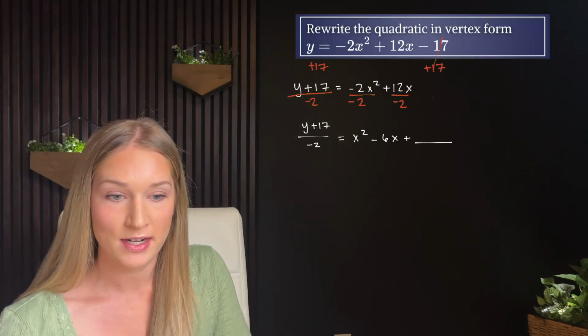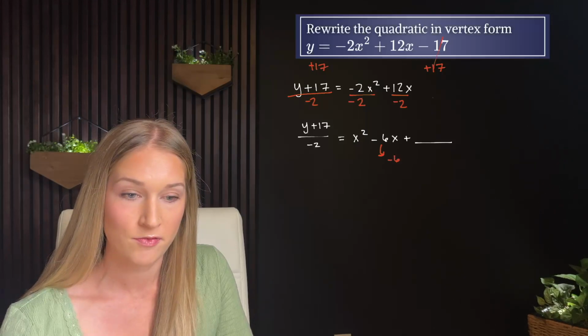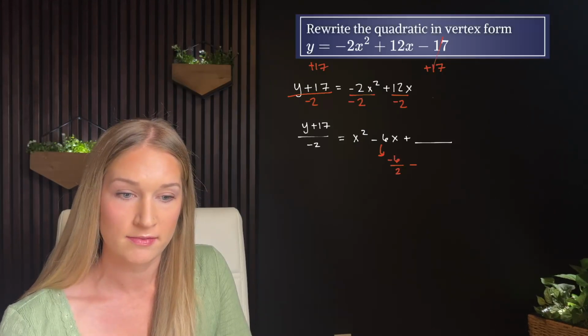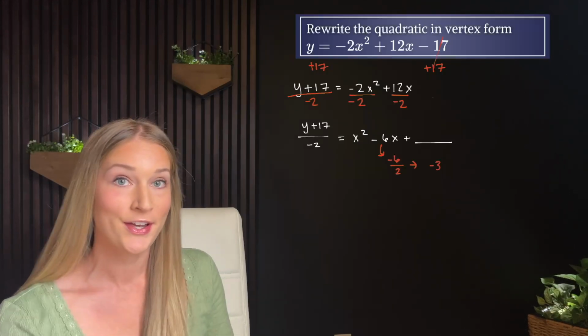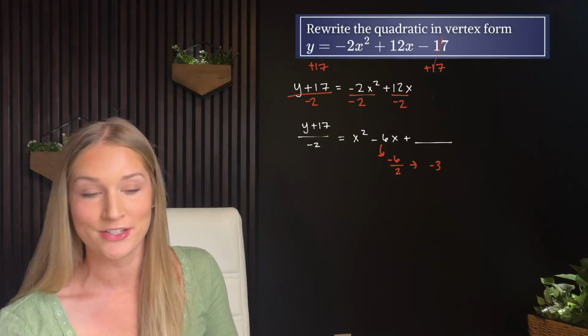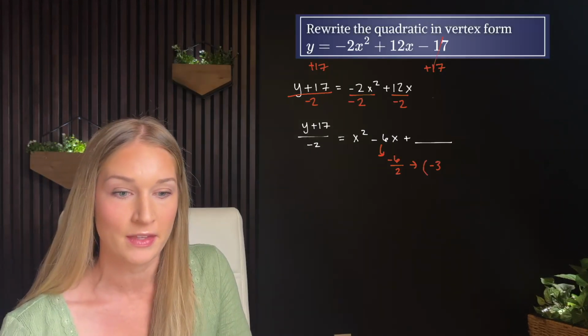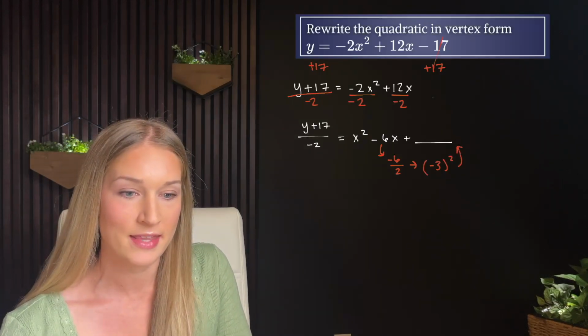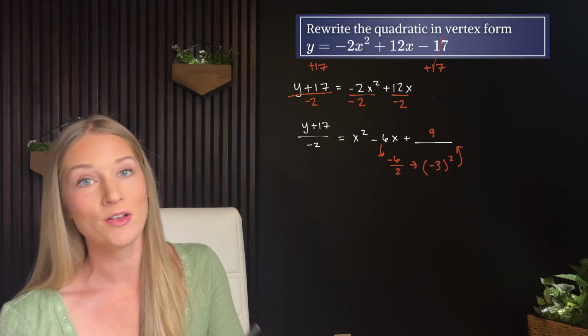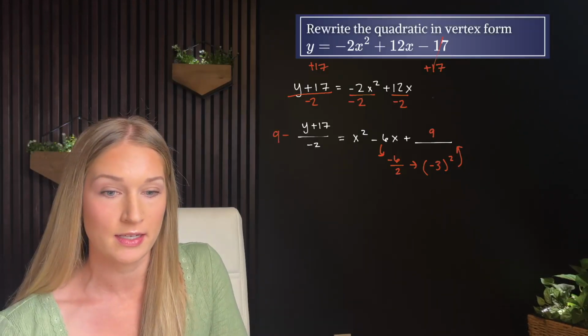So the value that I need is going to be half of my linear coefficient. That's negative 3. And remember, this number is super helpful for our factoring in a second, so hold on to that one. We square it, and then we add that number to our blank, and we also add it on to the left-hand side as well.